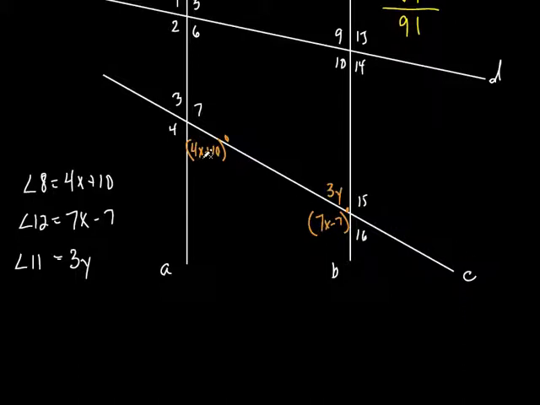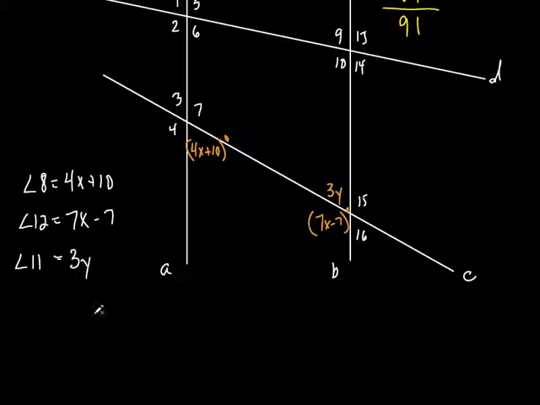Are they equal to each other? You only have two possibilities. They're either equal to each other or they're supplementary. Okay, are they equal to each other? Obviously not. Look how little that angle is. That's a little acute angle, and this is a big old obtuse angle. They're not equal to each other, so they must be what? They must be supplementary to each other.